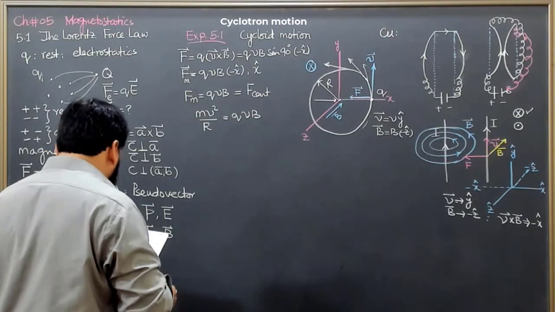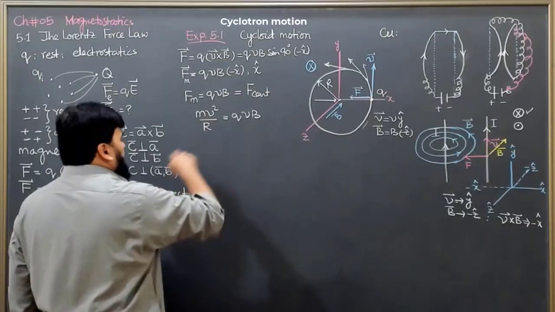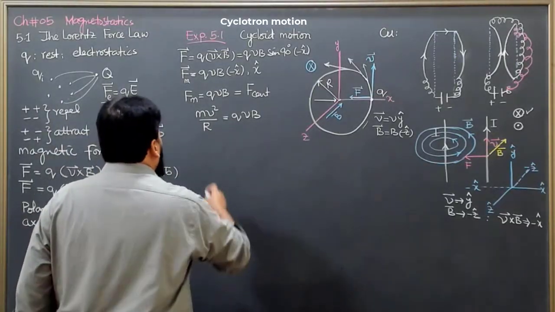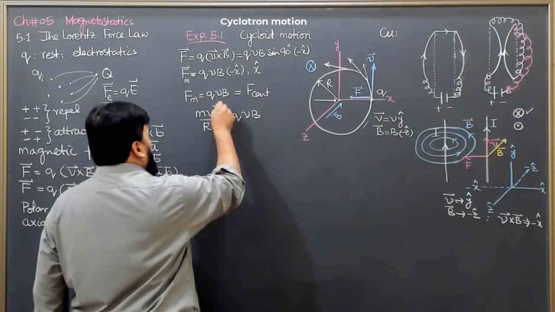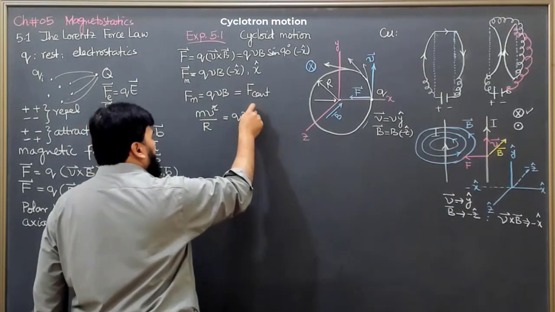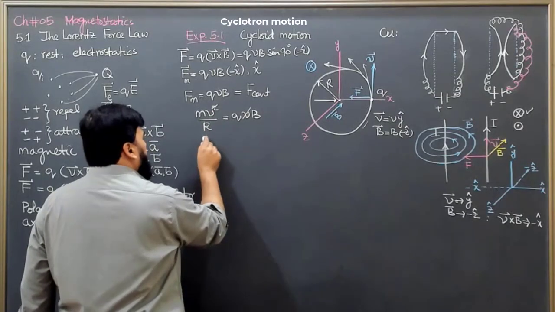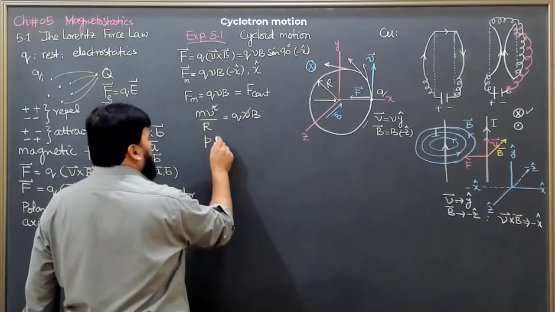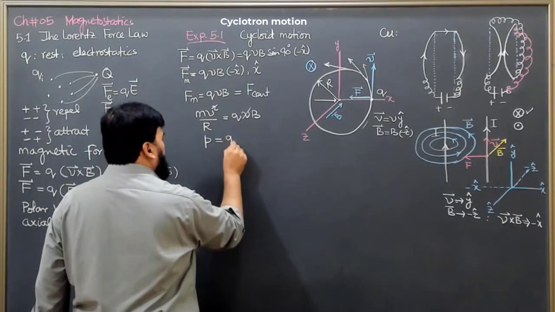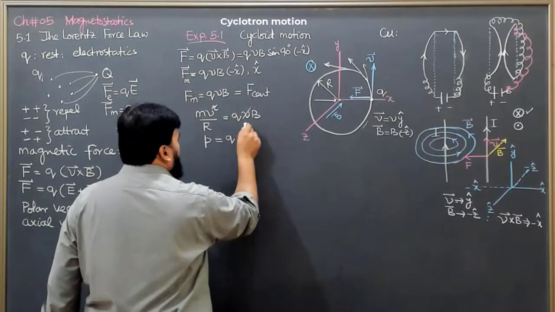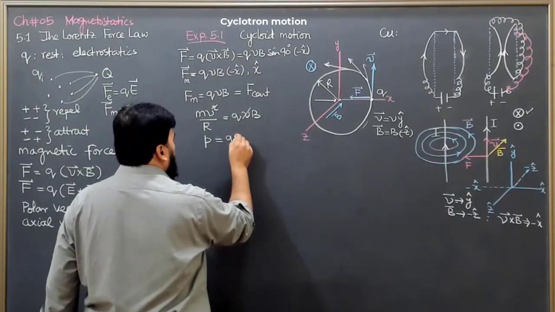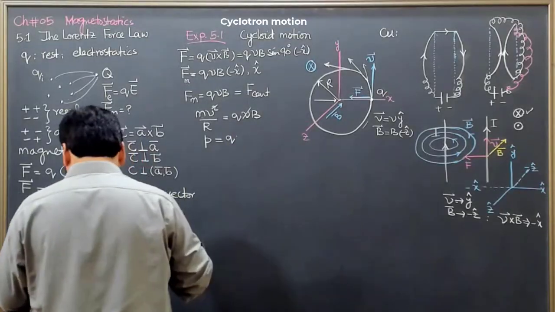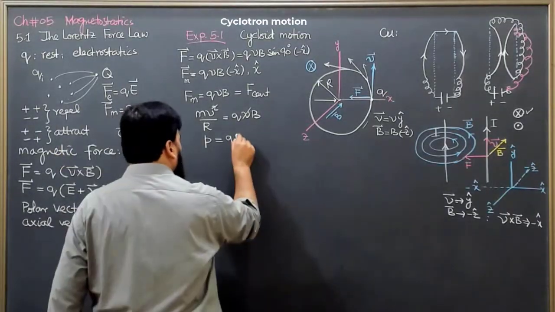So we have this relation I can simplify: if I cancel one v on this side and this side, then I can write the momentum, which is mv, equals qBr, and this is p here, meaning the momentum, equals q, B, and r.